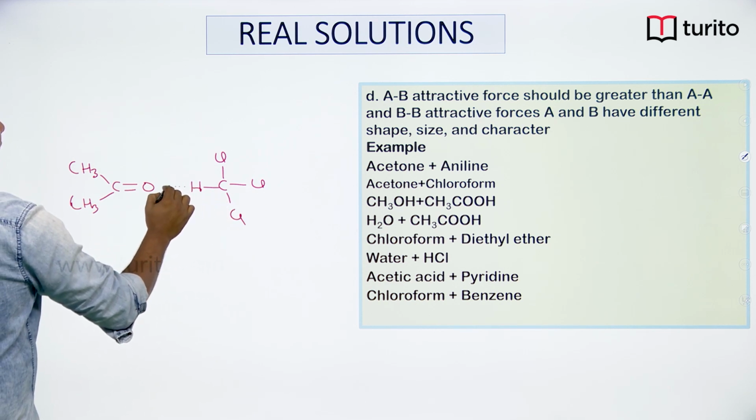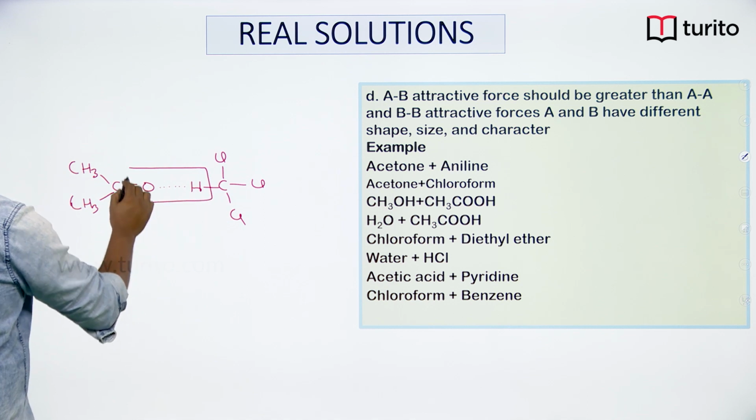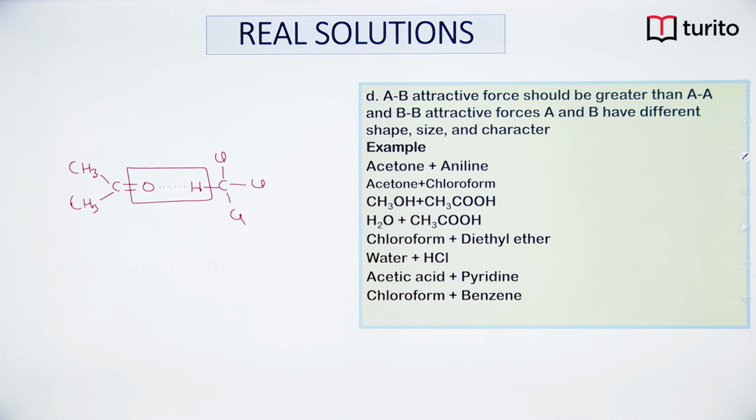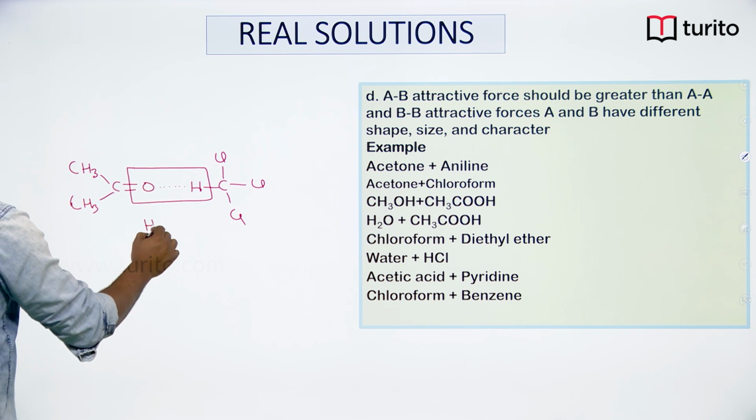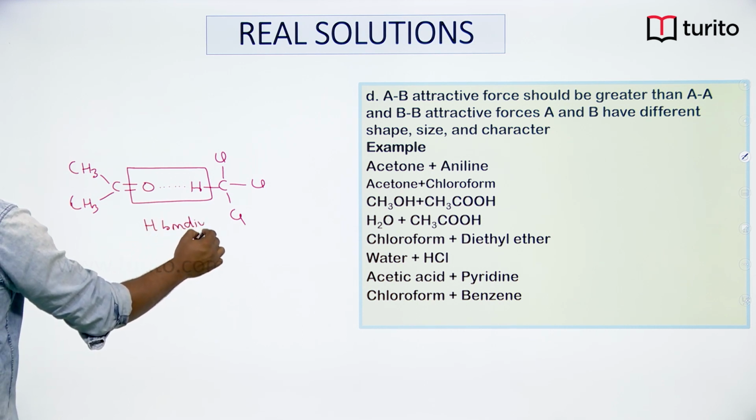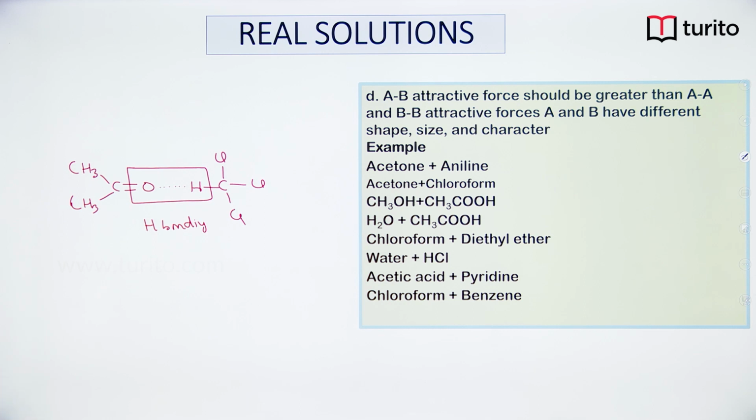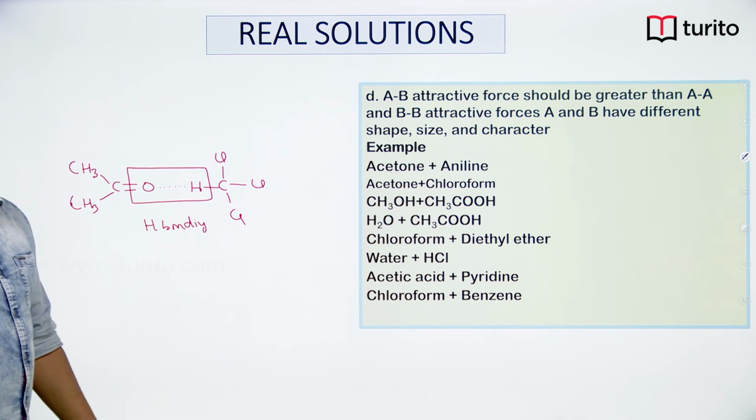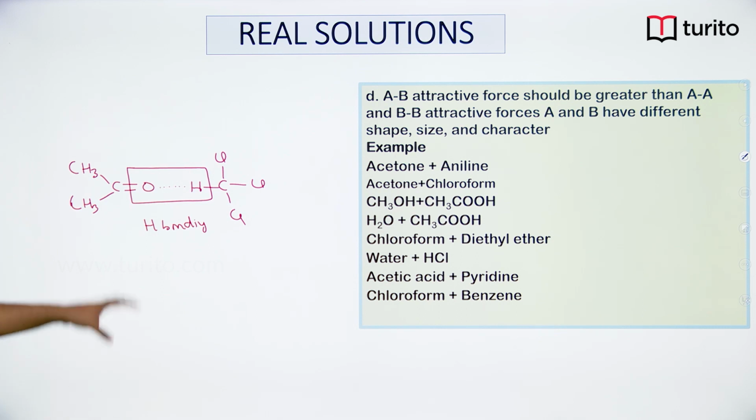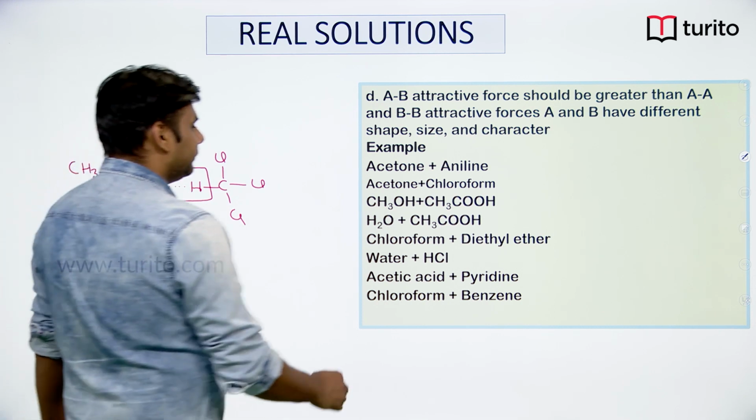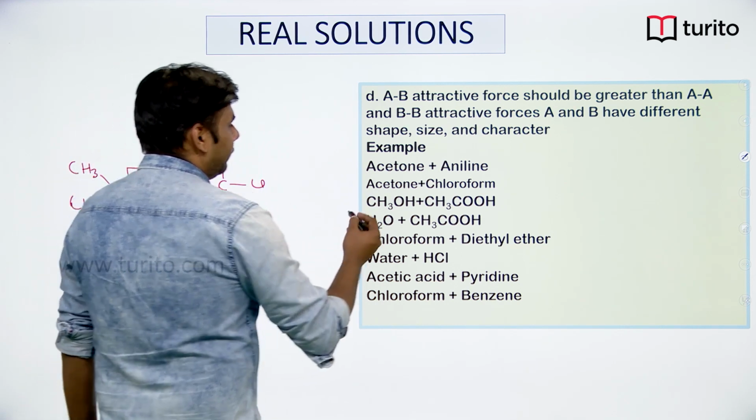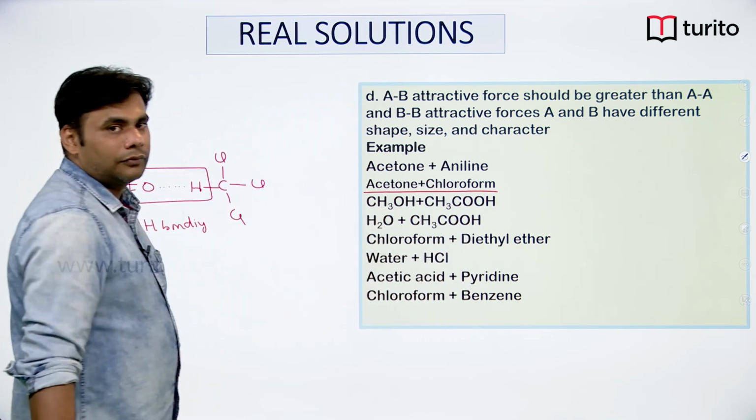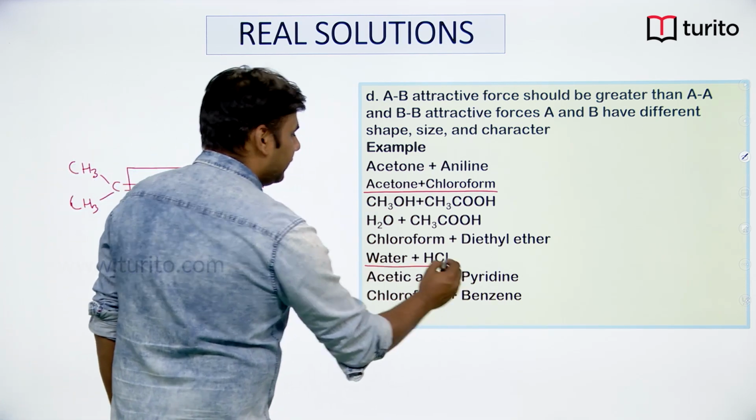The hydrogen of chloroform and oxygen of acetone forms a hydrogen bonding. Now because of this hydrogen bonding, the two molecules come closer to each other and they have strong attractive forces, and that's why we say that the escaping tendency of both the molecules would decrease and the vapor pressure would decrease. So all those components which are able to form strong hydrogen bond will be having negative deviation from Raoult's law. So we can remember this: acetone and chloroform, water and HCl.